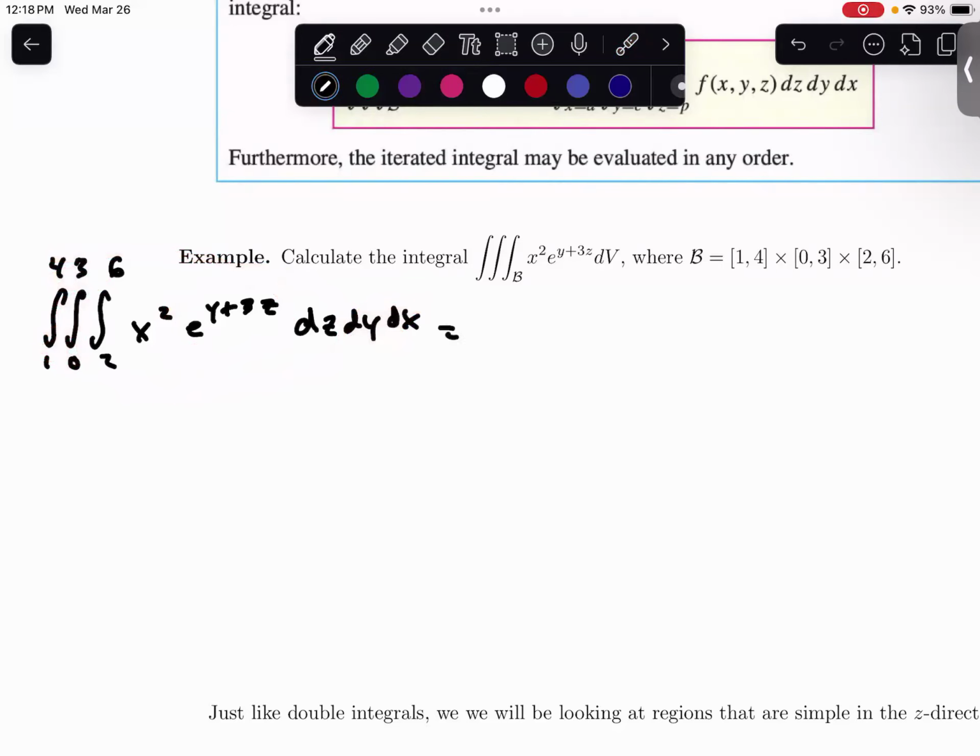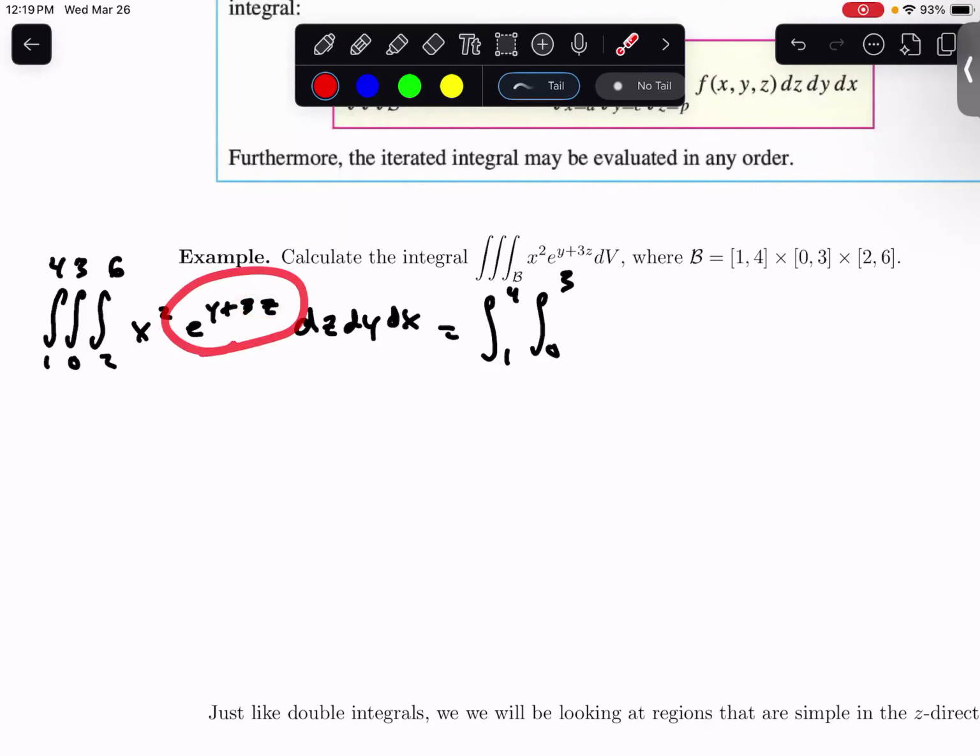So this is equal to the integral from 1 to 4, integral from 0 to 3. And so we have this 3 that's in front of the z. If you took the partial derivative of this function with respect to z, you would get a 3 e to the y plus 3z. So we have to make sure the 3 would be done away with. So we can have a 1 over 3 here, and this would be x squared times e to the y plus 3z.